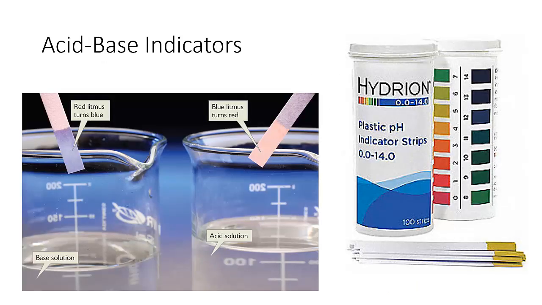Alright, then it also talked about this turning of the litmus paper. Now in your lab kit, I think you have something that's more similar to what you see on the right hand side of the screen, where you stick a test strip into it and it turns a magical color, and that magical color tells you the pH of it.